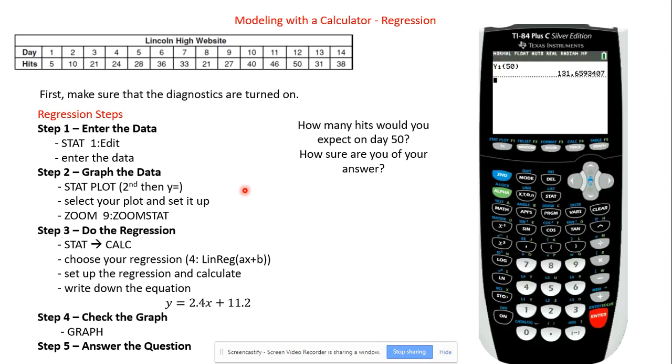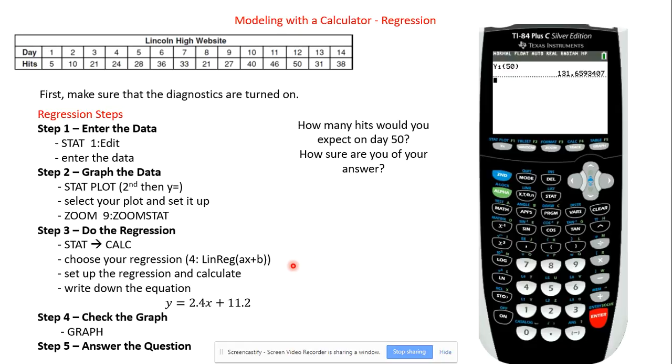And so that would be modeling with a calculator. When we're doing this, the steps are the same no matter what type of modeling we're doing. With quadratic, everything is the same. We enter the data, graph the data, do the regression, check the graph, then answer the question. The difference is we would pick a different regression in this step. That is the only difference between different types of regression.